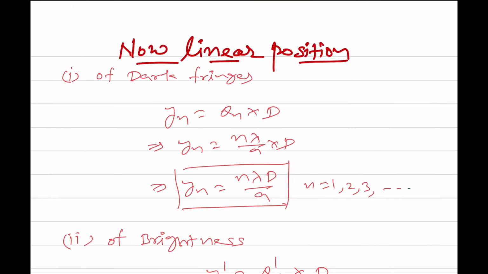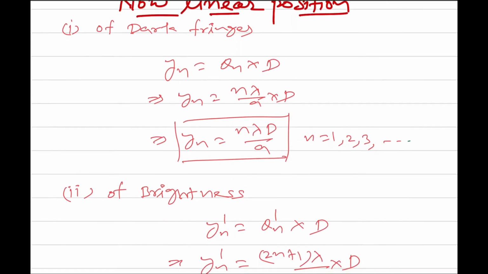If you wish to find linear positions, that is also possible. Linear position of a fringe is always given by the angular position into distance of the screen. So here for dark fringes, yn is equal to theta n into D, and what is the general position of dark fringes? It is n lambda upon a. So yn is equal to n lambda upon a into capital D. So this is the linear position of dark fringe.